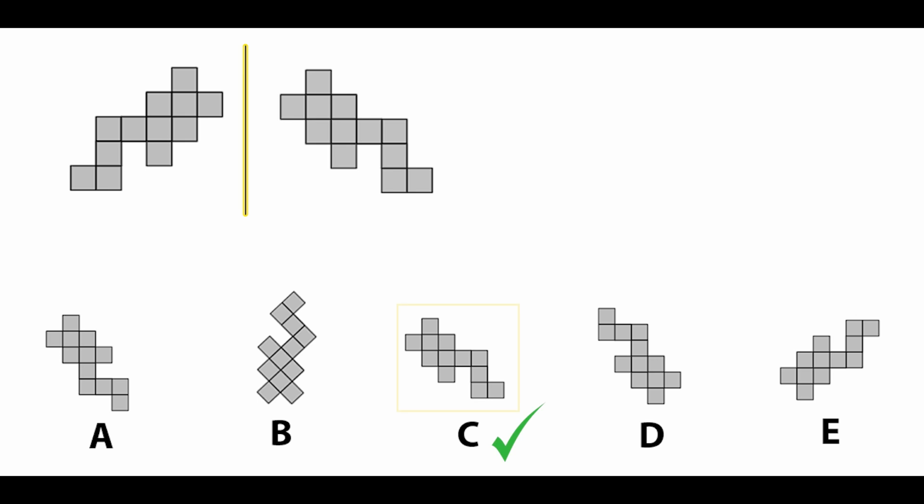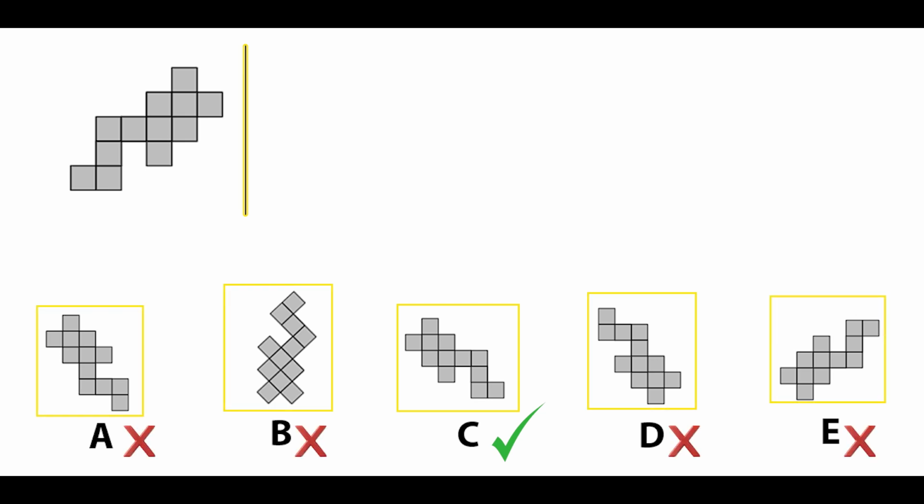The correct mirror image is option C. It perfectly matches the left to right reversal of the original figure. Let's see why the other options are incorrect. Options A, B, D and E don't represent the correct mirror image. Rather, they are rotations of the original image. Option C represents the true mirror image.